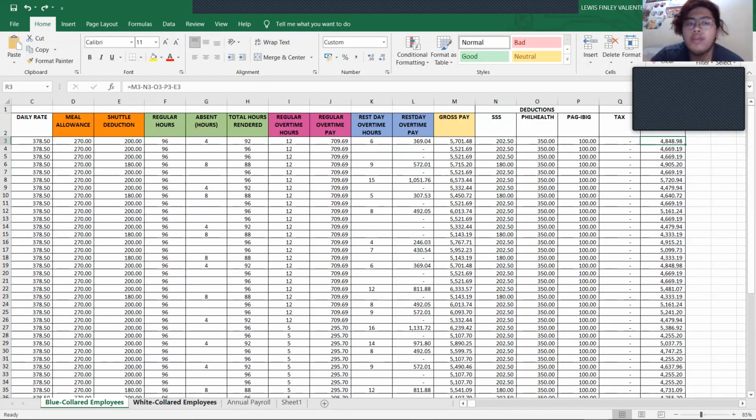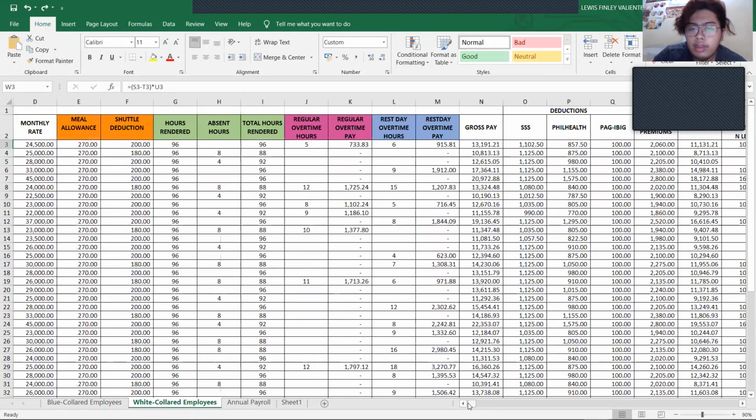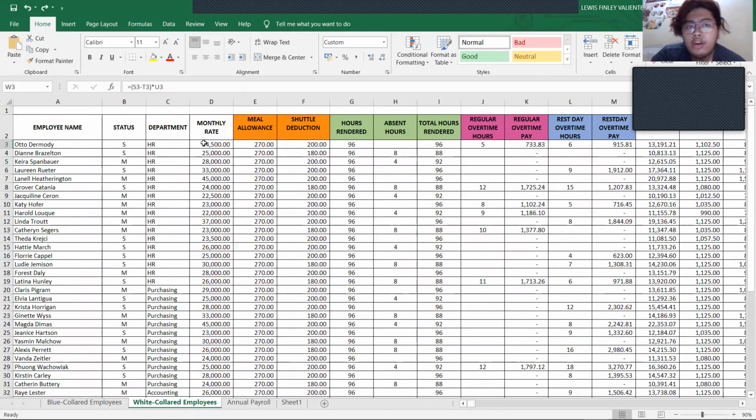For the white-collar employee, this is how you compute a white-collar employee's payroll. Here, first, again, we get the total hours rendered. We get this by deducting the absent hours from the hours rendered. As you can see, 96 minus 8, here's 88, like that.